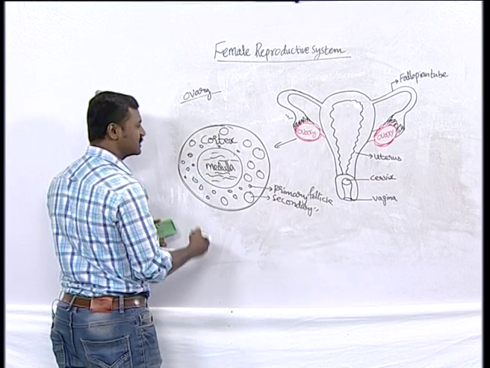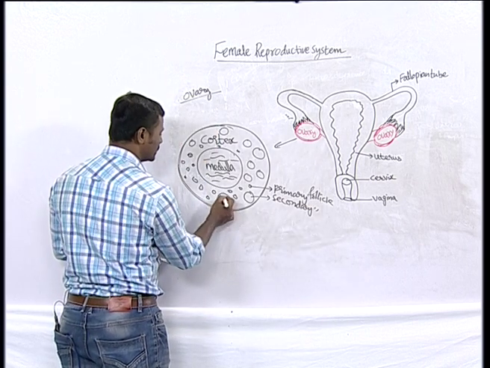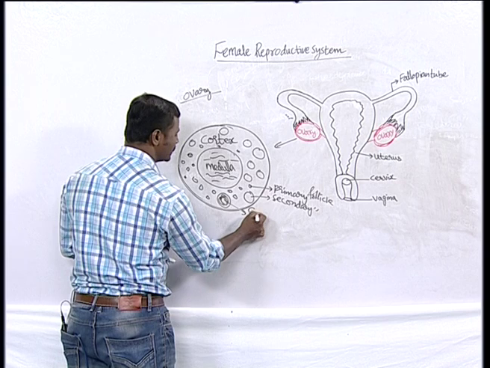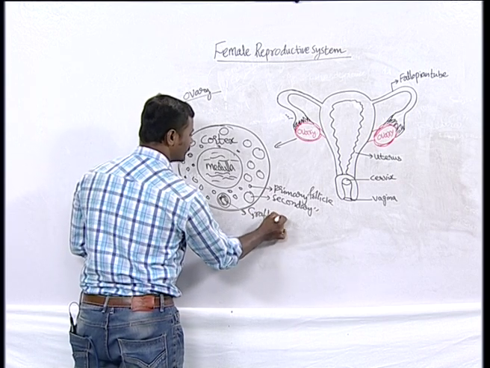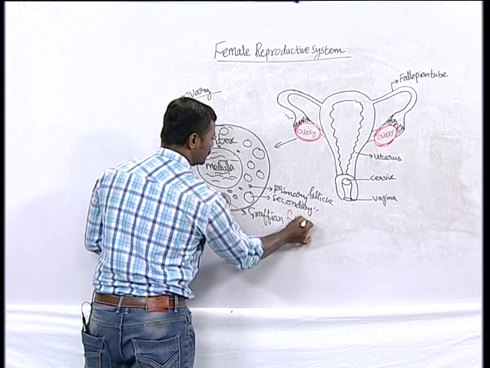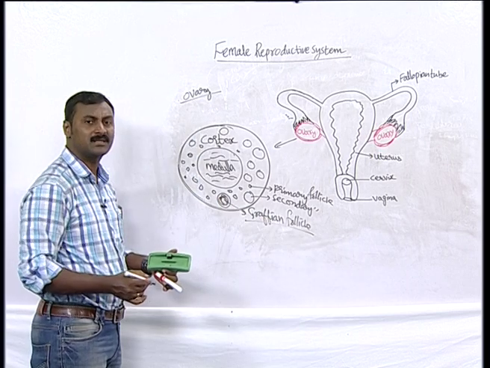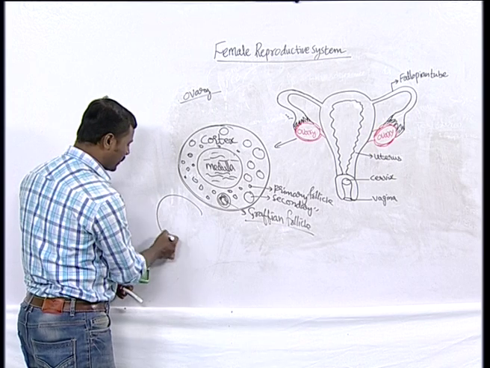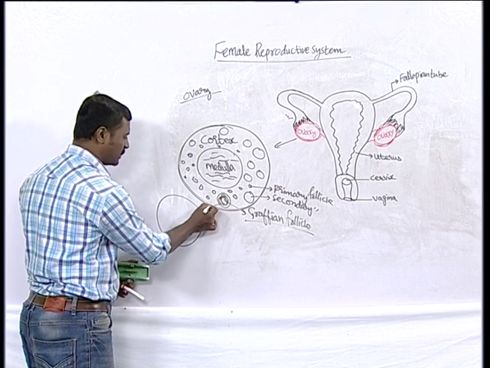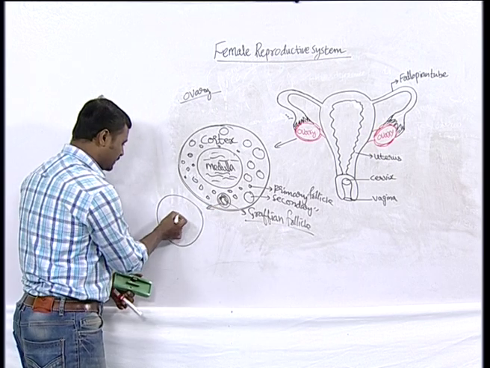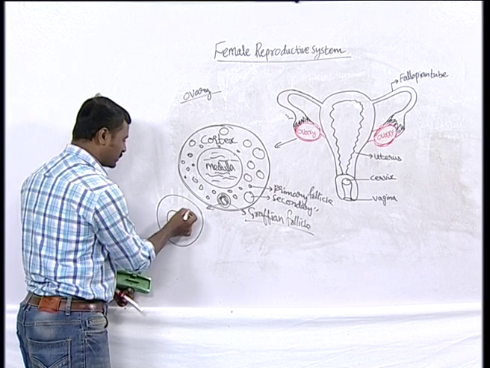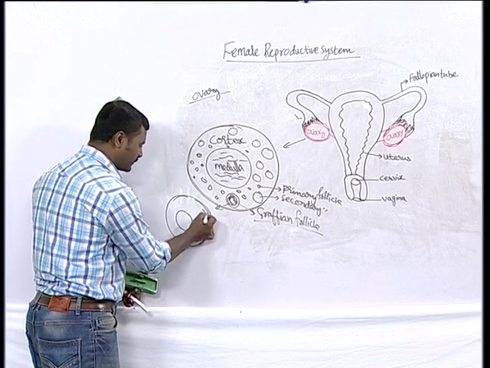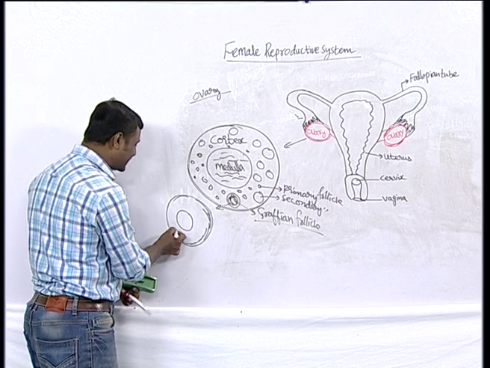Secondary follicles, or else the final stages, are called Graafian follicles. What are these? Graafian follicles. What is the importance of a Graafian follicle? A Graafian follicle is a very important follicle. If you observe this Graafian follicle, it is surrounded by many layers called theca.